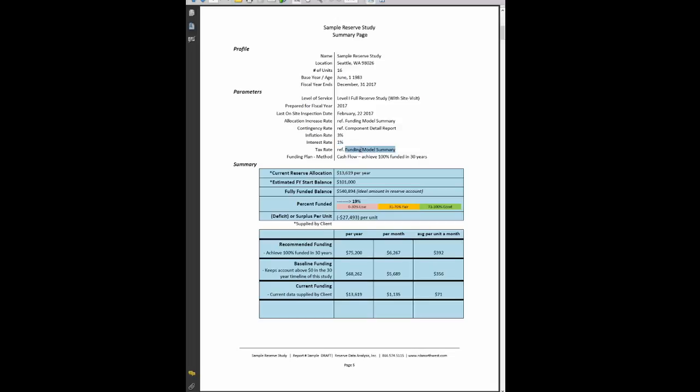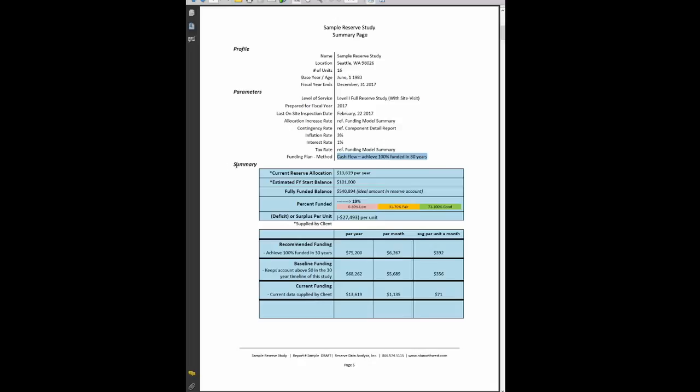Tax rate, again, refer to the funding models later in the study. This will vary depending on how a community or organization files their taxes. It could be a nonprofit, which would be 0%, or it could be an HOA or condo, which often is 15 or 30%. The funding plan method below that, we typically would utilize a cash flow method, which is just a method which is not too conservative or too aggressive, and usually fits the goals of most communities.